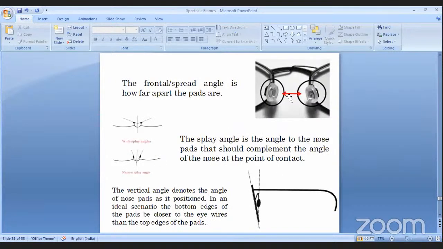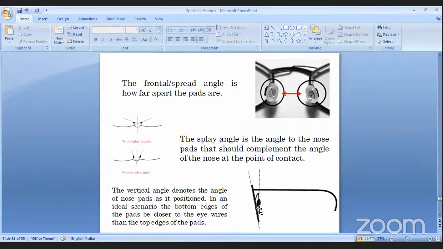The frontal angle determines the distance between the two noses. It covers the entire width of the nose. The splay angle is the angle of the nose pad that should complement the angle of the nose at the point of contact. Here you can see this is a splay angle ideally designed for a Chinese nose, and this is a splay angle fitted for a European nose.